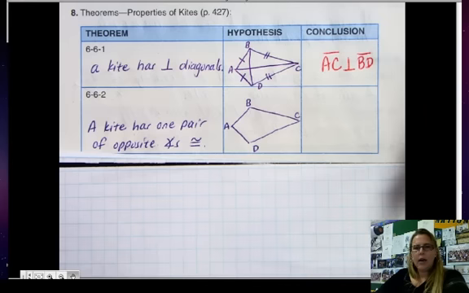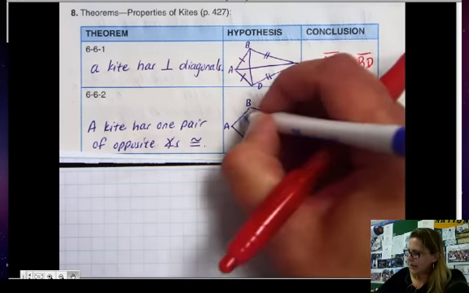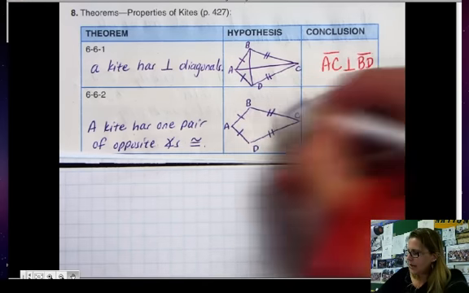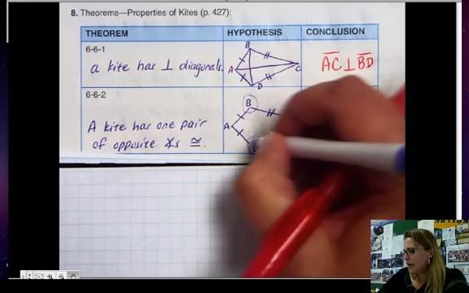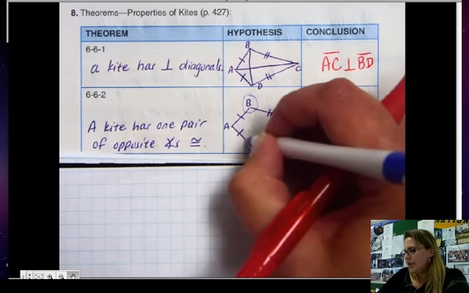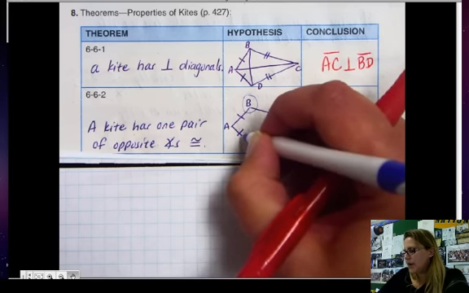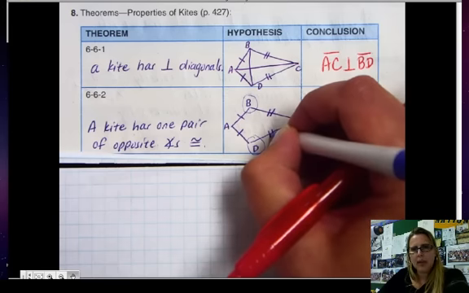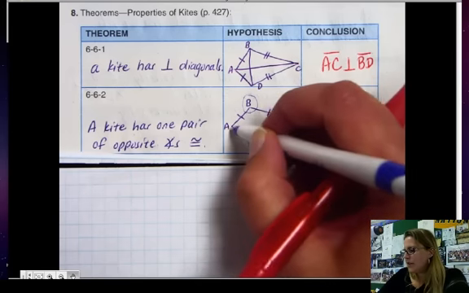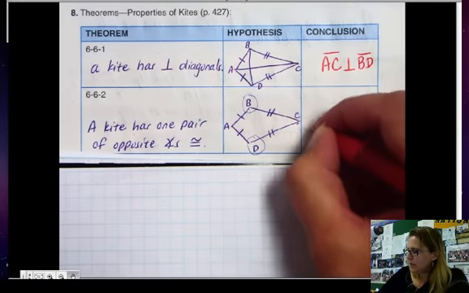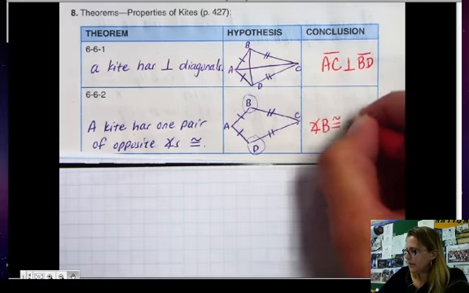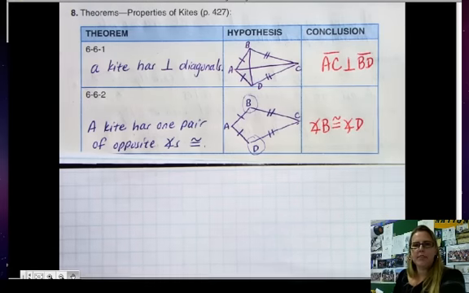Okay? A kite also has one pair of opposite congruent angles. So if this is a kite, the pair of opposite angles are angle B and D, the ones that are connected to each of the two different sides here. So angle A and angle C will not be congruent, only angle B and angle D. So angle B is congruent to angle D. And so those are some properties of kites.